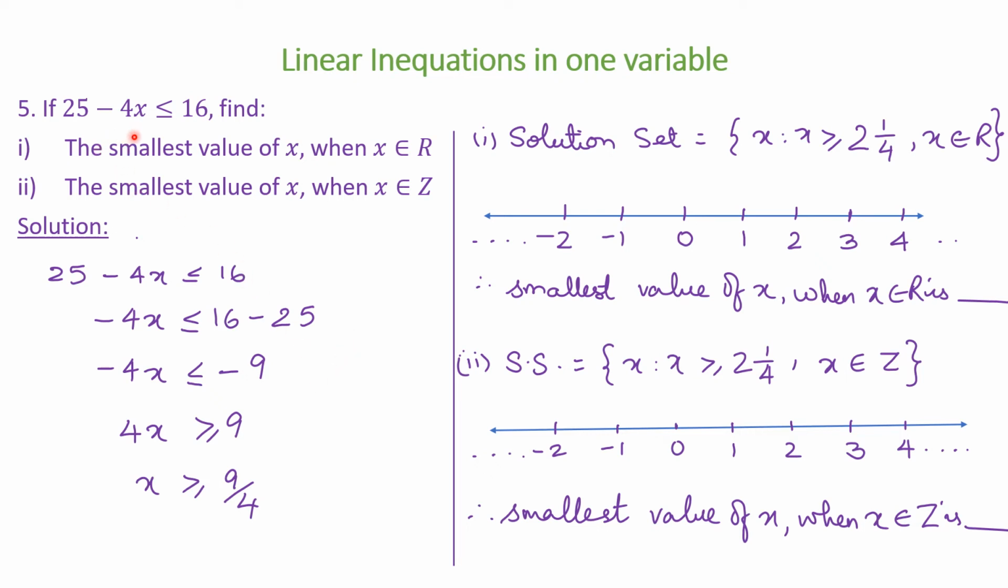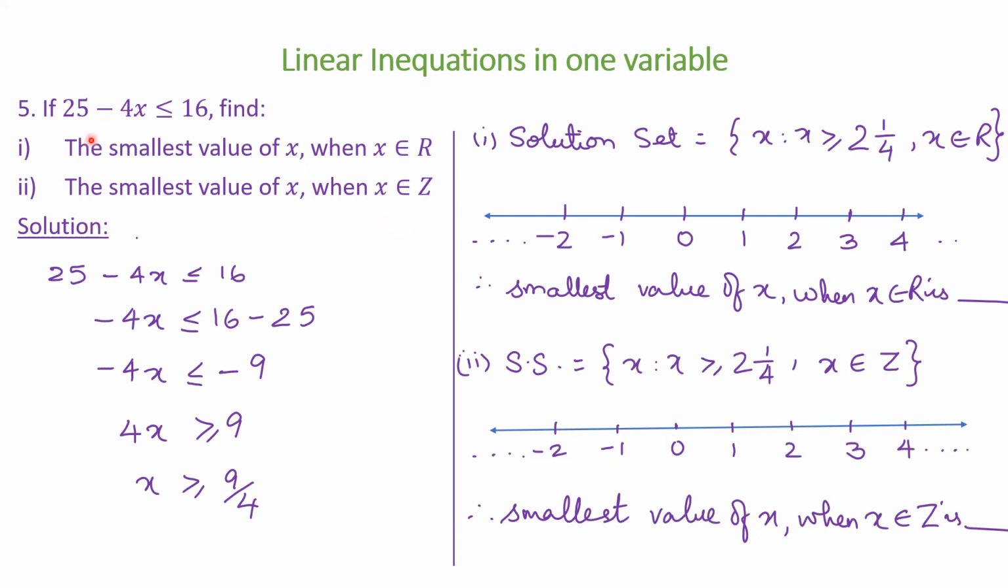If 25 minus 4x is less than or equal to 16, find the smallest value of x when x belongs to R, and find the smallest value of x when x belongs to Z. I have taken this question just so that you are able to understand the importance of the replacement set, or from where your x is coming from, what is your domain.